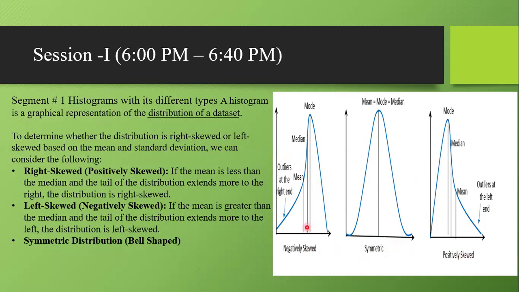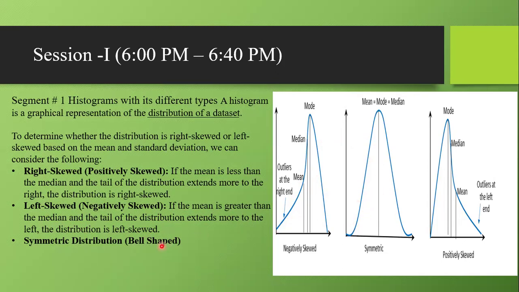Either it would be symmetric distribution, or negative skewed distribution, or positive skewed distribution. In case of right skewed or positive skewed distribution, if the mean is greater than the median and the tail of the distribution extends more to the right side, the distribution is right skewed. That looks like this. If the tail spreads on the right side, you can say it is a right skewed distribution. In case it is left skewed, if the mean is less than the median and the tail of the distribution extends more to the left side, the distribution is left skewed. Like this, you can see that the tail is spread on the left side, while in case of symmetric distribution, it is bell shaped.